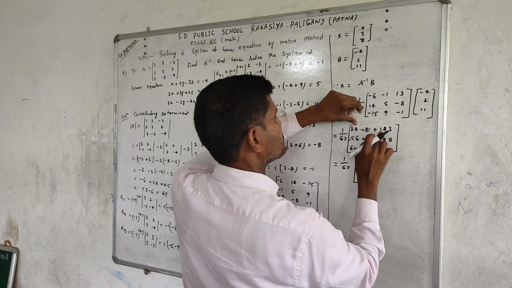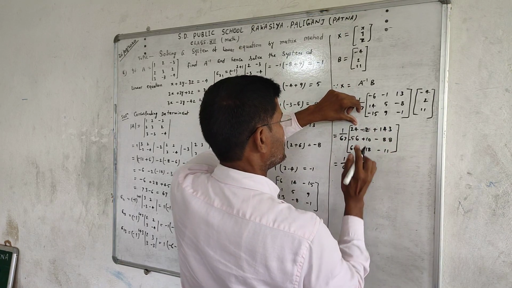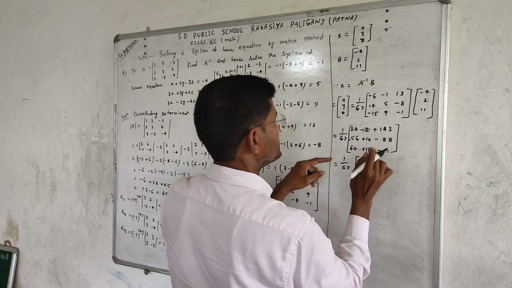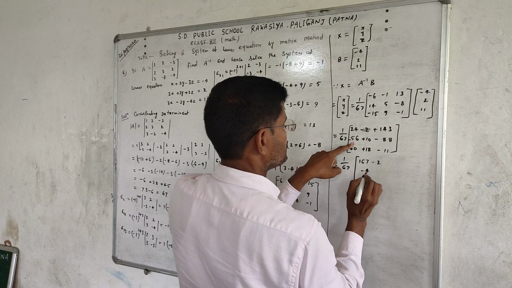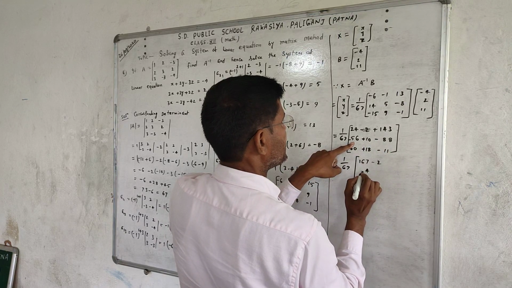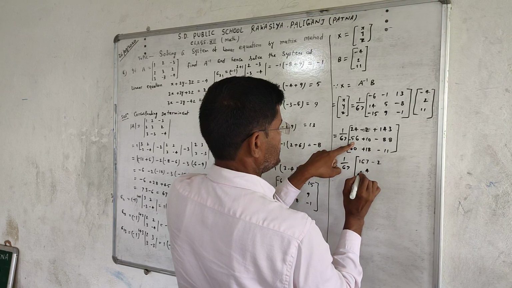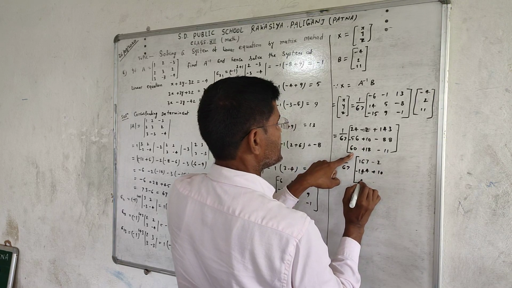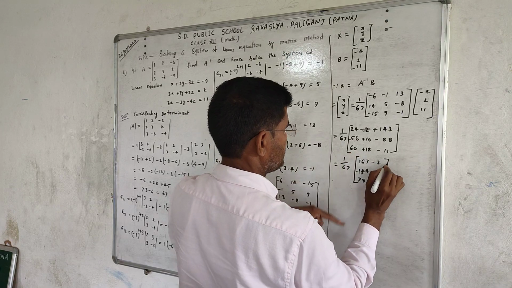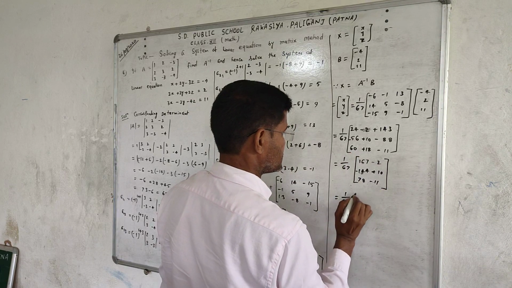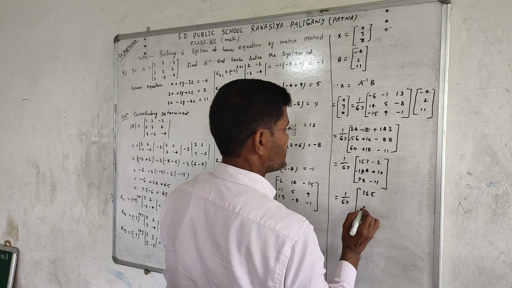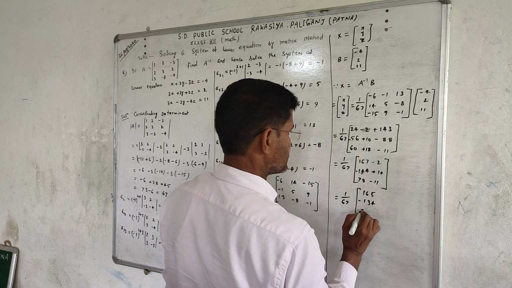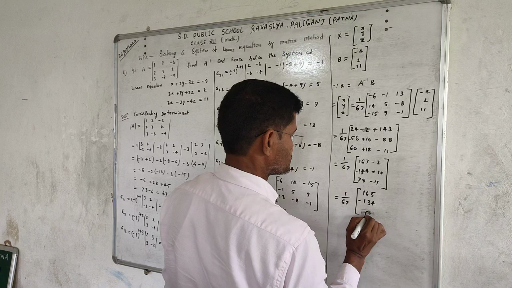So the first row is 24 - 2 + 143, which is 165. The second row is -56 + 10 - 88, which is -134. The third row is 60 + 18 - 11, which is 67. So it is equal to 1 by 67 into [165; -134; 67].